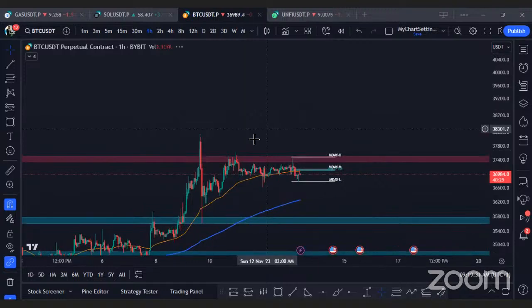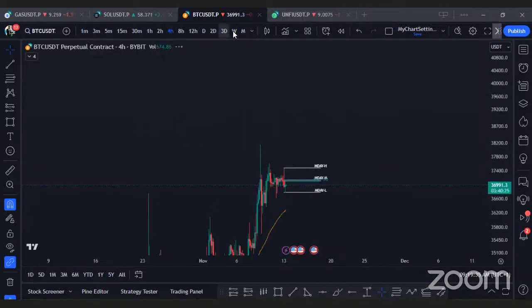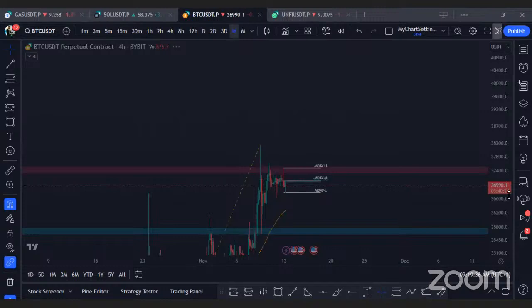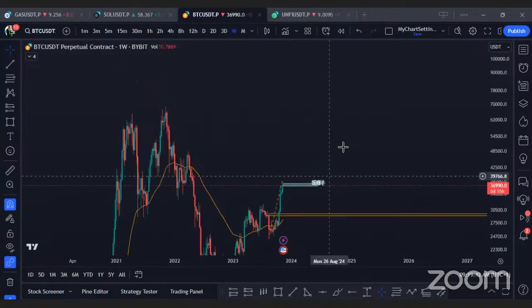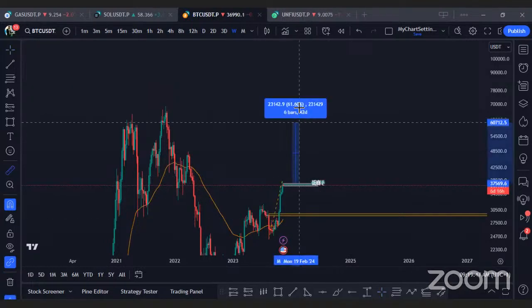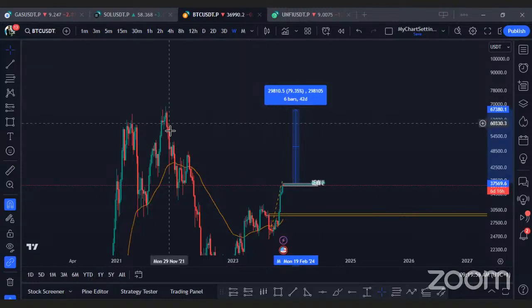Look at what the market is doing right now. If before the end of today you get the news that the ETF has been approved, BTC, just one candle can fly from here up there. Just imagine you get over 70-something percent, 79%, and you're using like a 10x leverage. That is over 700% return.